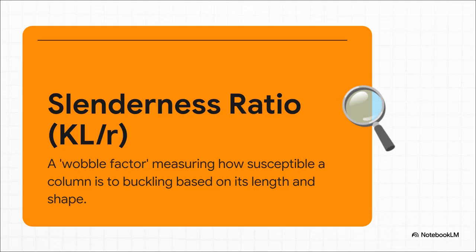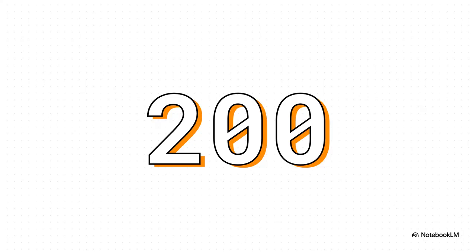So what on earth is a slenderness ratio? Just think of it as a wobble factor. It's a number that compares how long and skinny the column is to how sturdy its cross-sectional shape is. The higher the slenderness ratio, the wobblier the column is, and the more likely it is to buckle. Simple as that. And the code is super clear on this.